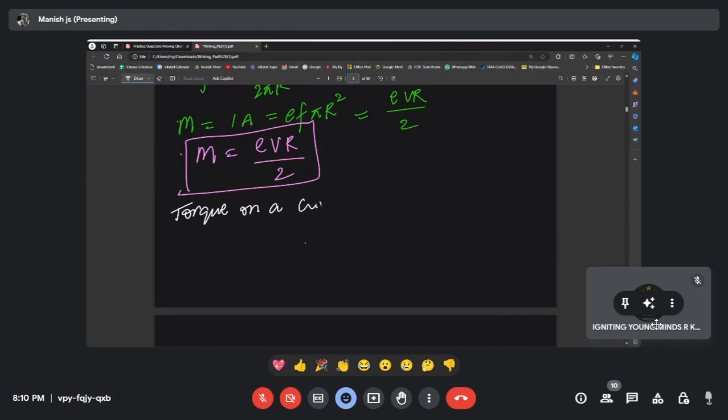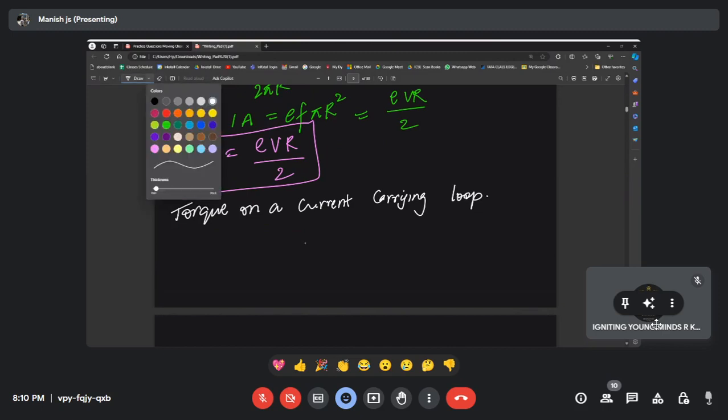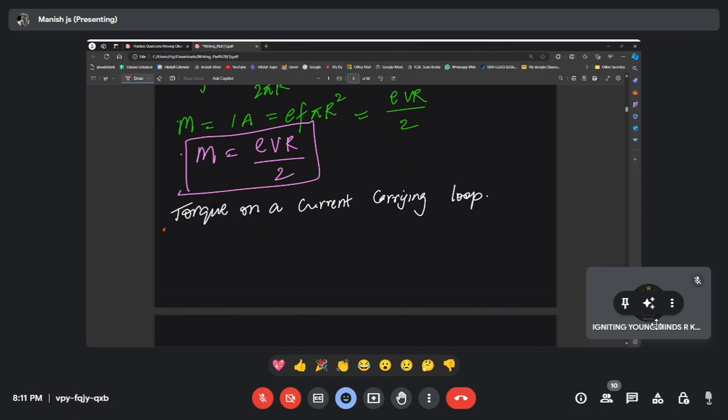We'll see torque on a current carrying loop. Okay, what is meant by the torque? Simple. Torque, you have already learned this topic in grade 11, isn't it? So torque is nothing but the product of force and the perpendicular distance from the axis of rotation, right? That is what a torque is, isn't it?